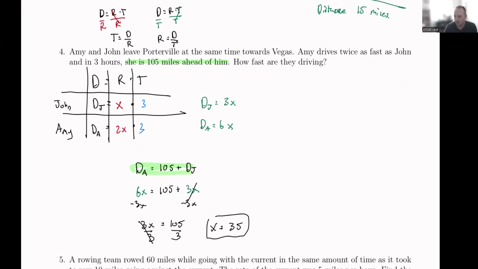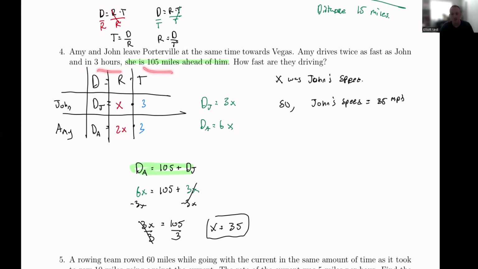What was x here? x was whose speed? John's speed. John's speed equals 35 miles per hour, right? It looks like we were going, what? We were doing miles and we were doing hours as their units, so it's miles per hour for units.